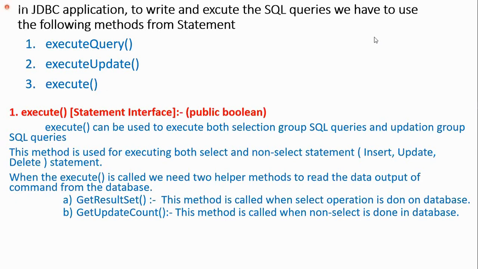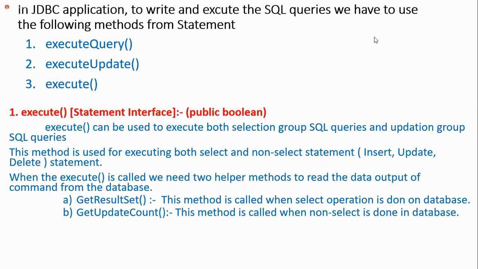When the execute method is invoked, we have two helper methods for reading the data. What are those two methods? One is getResultSet, the other one is getUpdateCount. So getResultSet means what? getResultSet is going to give you the set of data that is fetched from the particular database. What is getUpdateCount? getUpdateCount is going to give you the number of rows that are affected because of your SQL query. Update means the number of rows modified, so we only get the count of the number of rows modified.